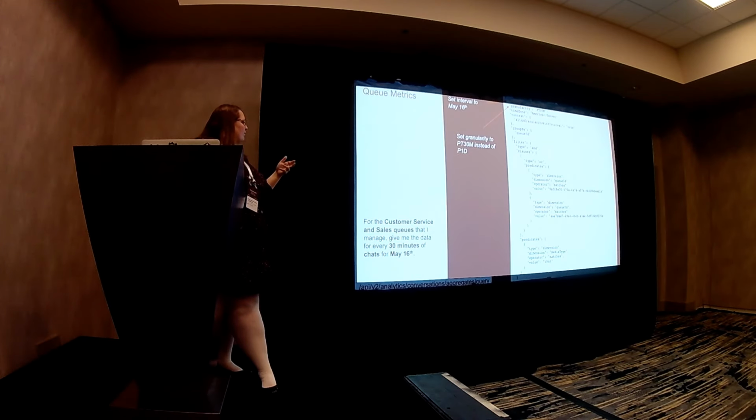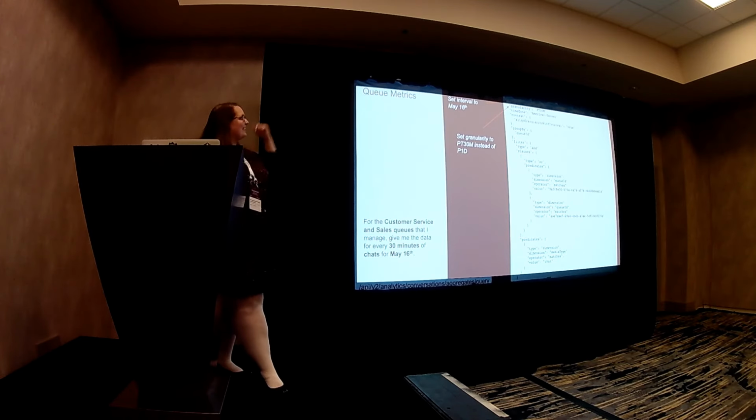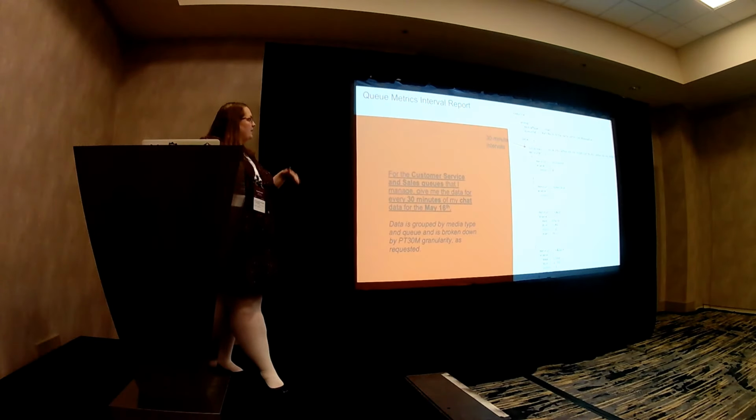So for this, we asked for my customer service and sales queues. I wanted data for every 30 minutes for my chats on May 16th. Again, I apologize, my slides got cut off, but we set an interval for 1 day of May 16th. We set our granularity to PT30M, that's going to give us 30-minute buckets. And then we still send in the queues and media type filters as we did before. So instead of getting a daily data object, we're going to get data objects for every 30 minutes where there was data during that 1 day.